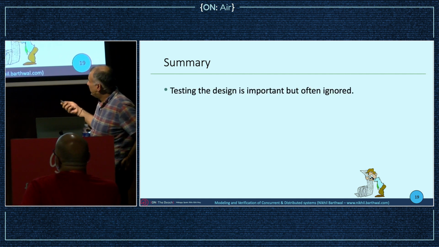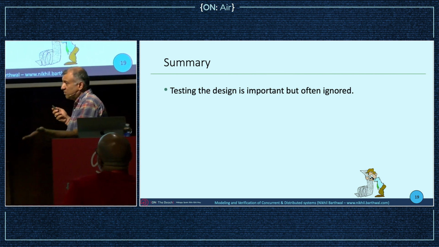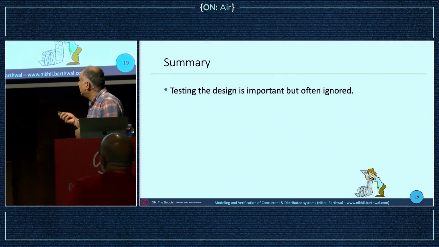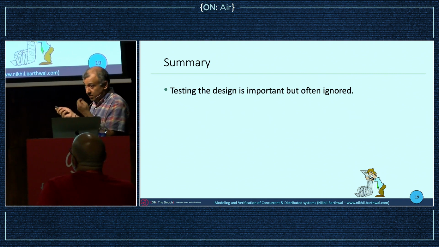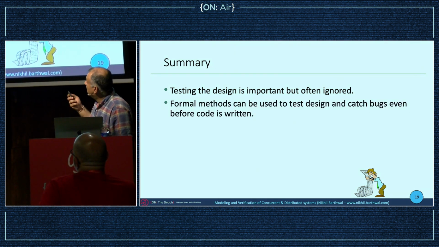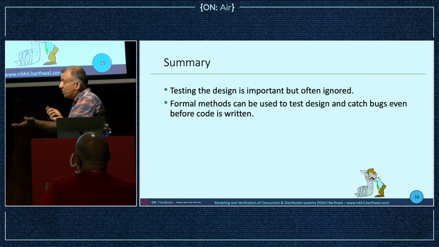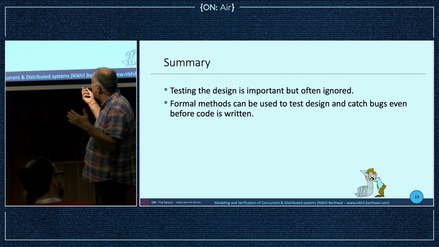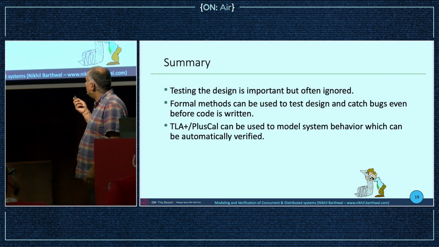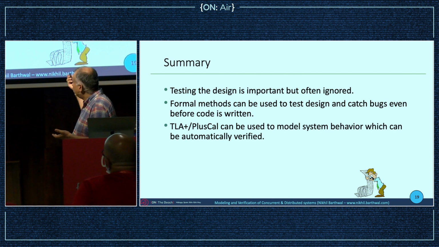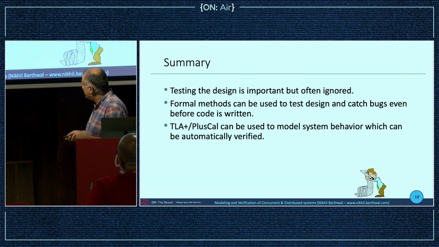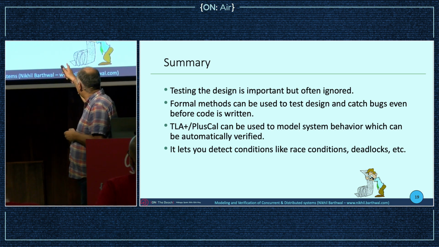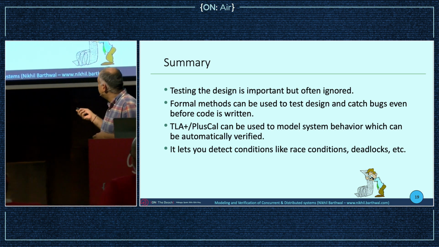It's no longer theoretical stuff, it's actually being used in the industry right now by big players as we talk. So coming towards the end, the summary: testing the design is important. We saw why. Right? Formal methods can be used. I just showed TLA plus, but the same thing is true for a lot of other formal methods, depending on your preferences. They can be used to model system behavior. We saw in the demo how we automatically verified. It lets you detect conditions. Specifically for distributed systems, these are very hard to detect conditions.